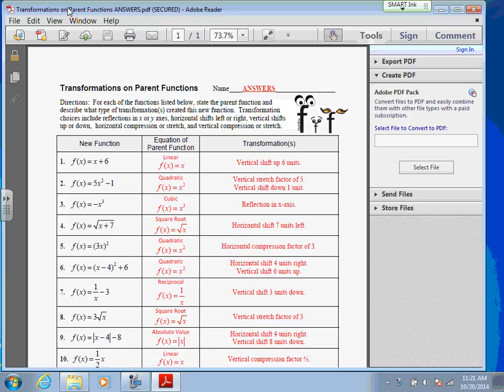See where our transformations were. Christian, did you have a specific one you wanted to look at?